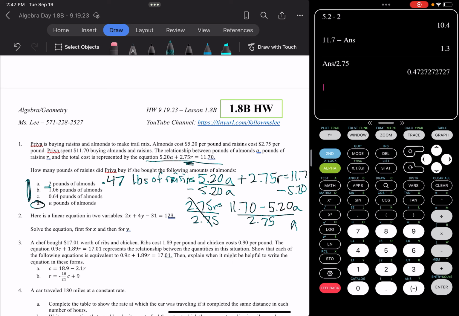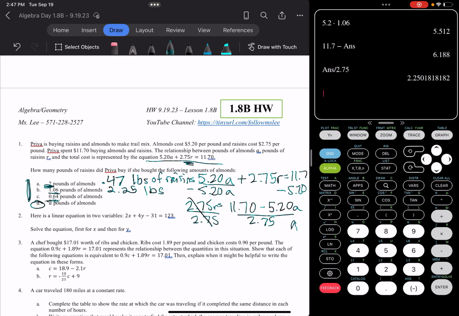Okay, now if she's buying 1.06 pounds of almonds, let's try that one out. So 5.20 times 1.06. Okay, that gives us the cost for that particular amount of almonds. We have 1170 minus that answer gives us 6.188, divided by $2.75 gives us 2.25. So notice here she bought more almonds, and so therefore she bought less raisins. Here she's buying less almonds, and so the amount of raisins was able to increase.